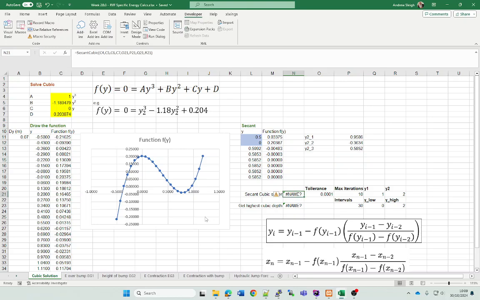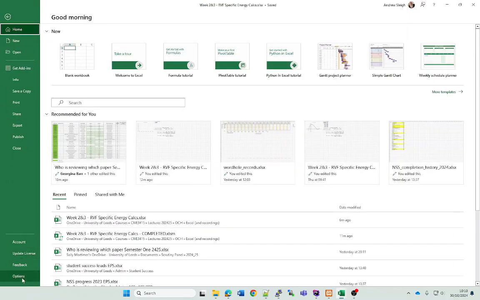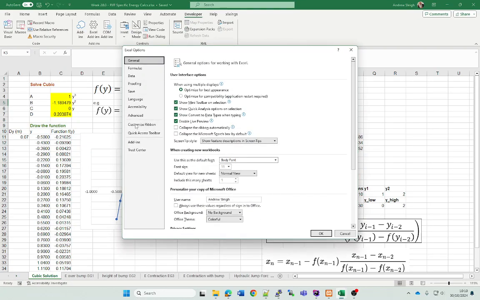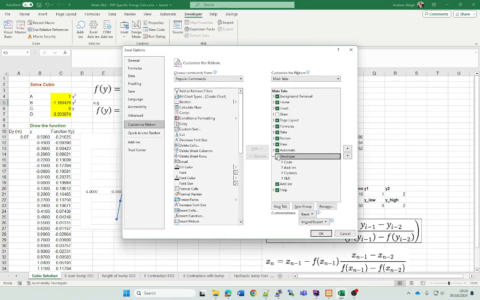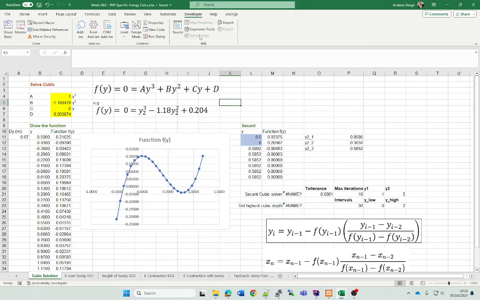Well, we need to incorporate the cubic sols.bas function. So I'm just going to do that. Now the easiest way is to go up to your menu at the top, click developer, but you may have seen that developer is not always there, so we need to make sure it is showing. So file, options, customize ribbon, and make sure developer is ticked. Click OK and it will show there.